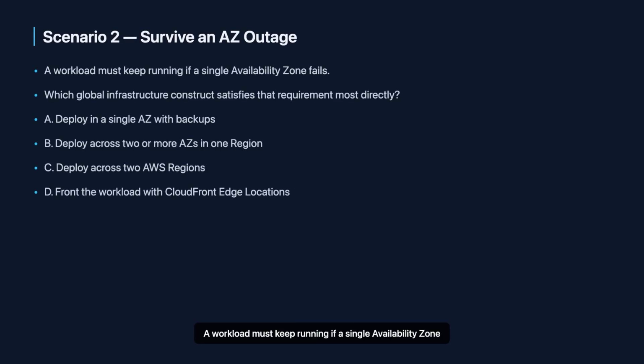Scenario 2. A workload must keep running if a single availability zone fails. Which global infrastructure construct satisfies that requirement most directly? Option A. Deploy in a single AZ with backups. B. Deploy across 2 or more AZs in one region. C. Deploy across 2 Amazon Web Services regions. Or D.